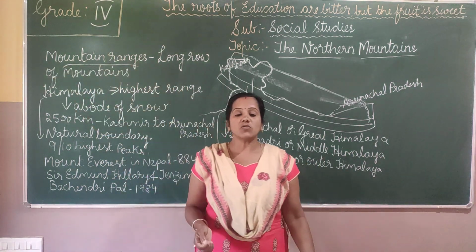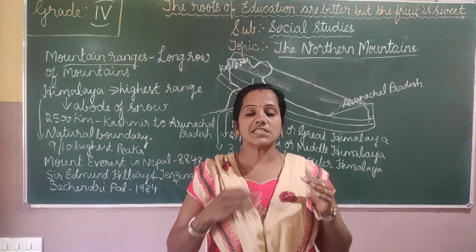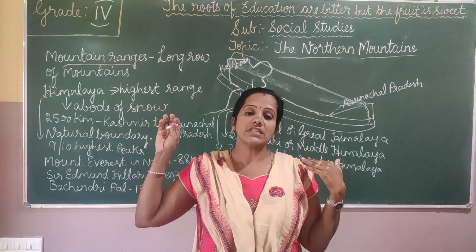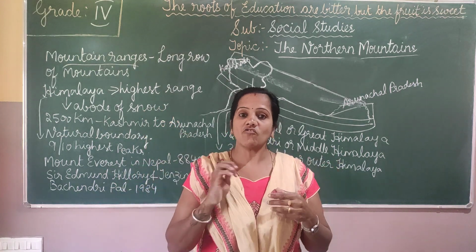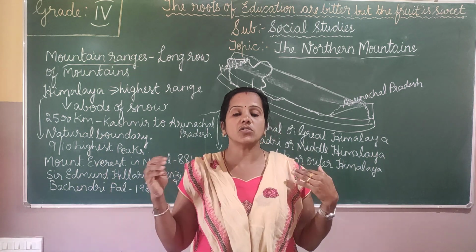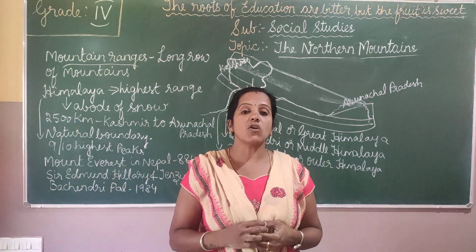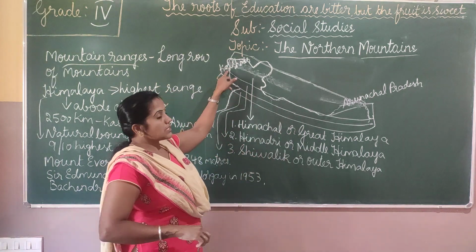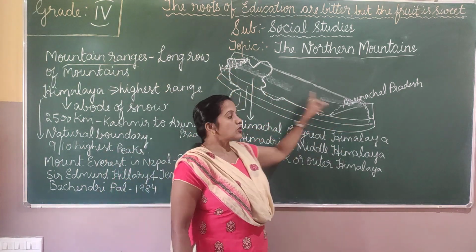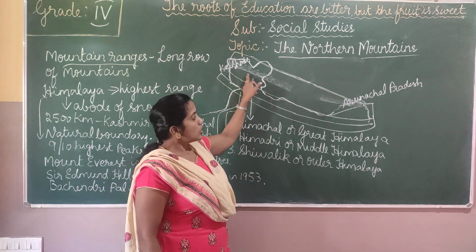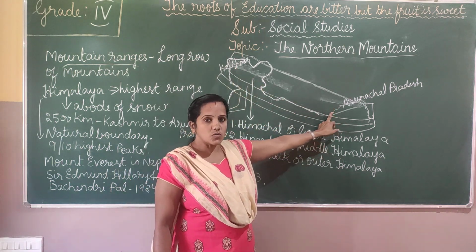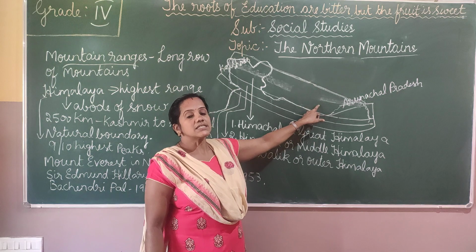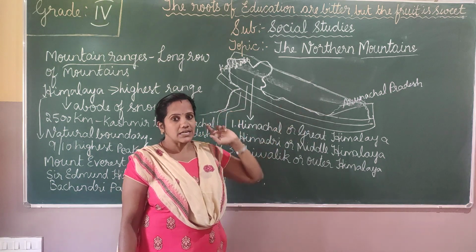So what do you mean by mountain ranges? Mountain ranges means it is a long row of mountains. We can find a number of mountains there. Okay, a long row of mountains is called as mountain ranges. So the northern and the northeastern part of our country is a long row of mountains. Okay, and it is called as mountain ranges.